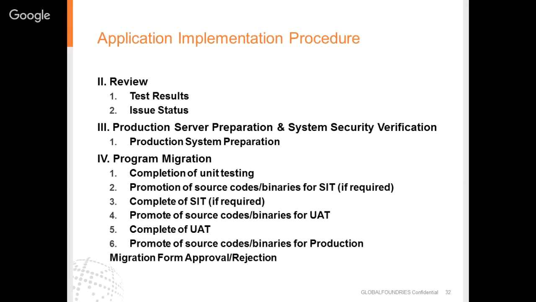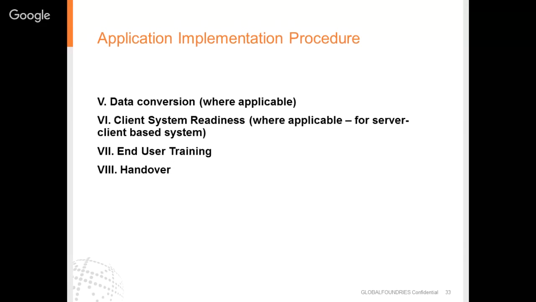Program migration. Program migration ensures that the unit testing is completed and the promotion of source code is done to SIT if required. If required, the SIT is completed, and then from there the source code is promoted to UAT, and after completion of UAT, the source code or binaries are promoted for production. Then the migration form approval or rejection takes place.